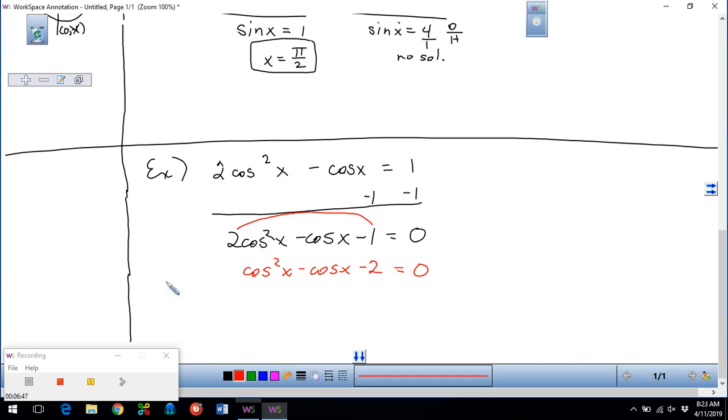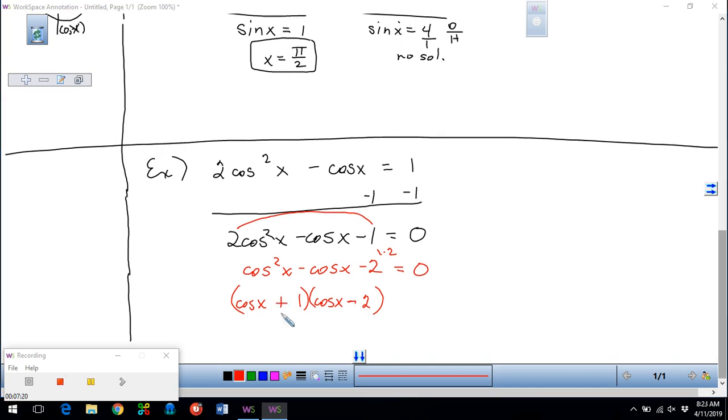Alright, so now we're going to go ahead and factor this. Cosine squared is cosine times cosine. For 2, we have one pair of possible factors, 1 times 2. Because we're subtracting, we know that we're going to have one positive and one negative. I need a negative in the middle, so the 2 needs to be negative, the 1 needs to be positive. And now we set each one of our factors equal to 0. And we finish solving it.